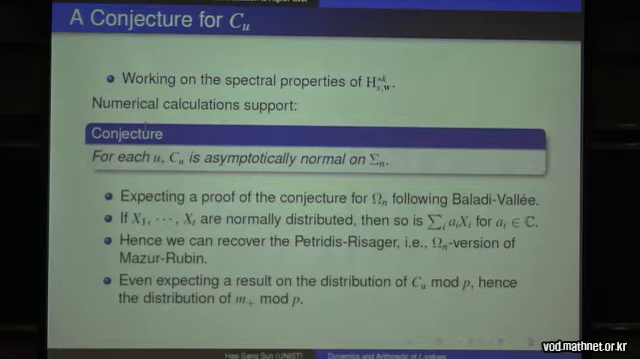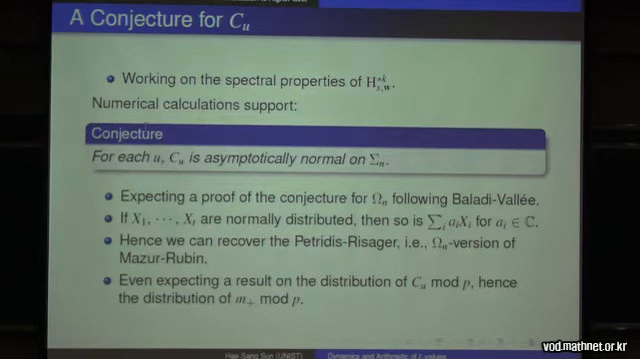That means I need to study some dynamics of this operator and the spectral property of this one. Okay, and I made some numerical calculation using Mathematica. Then we can see that for each U, some fixed left coset, Cu is asymptotically normal on sigma n. Verify that. And as Baladi and Bali did, we are expecting a proof of the conjecture for omega n. We can do that. I think it's doable.